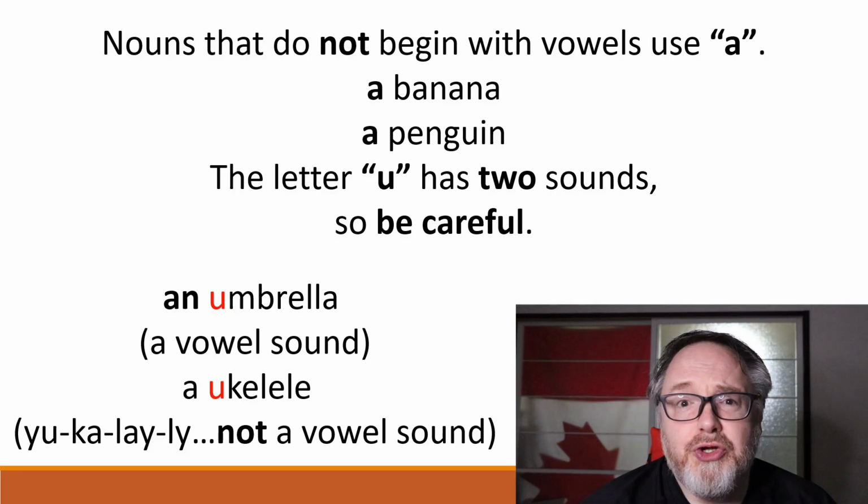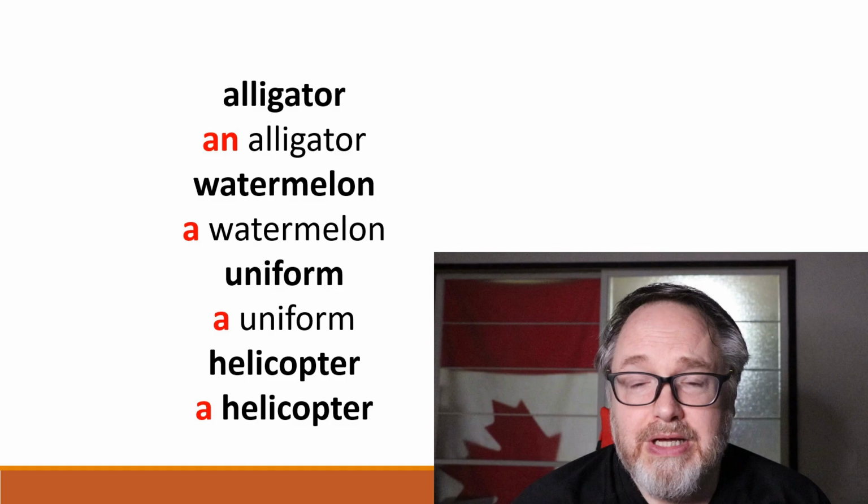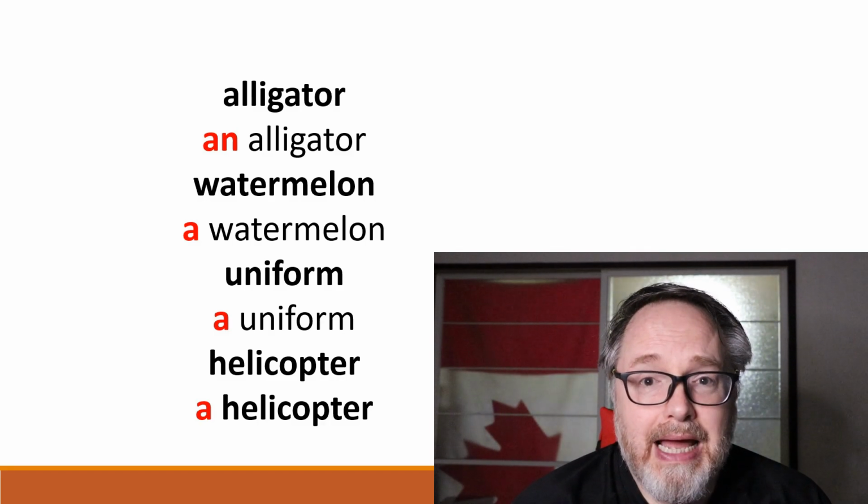The letter U has 2 sounds, so be careful. An umbrella, umbrella, a vowel sound. A ukulele, ukulele, u, not a vowel sound. Let's look at some words and practice them together.